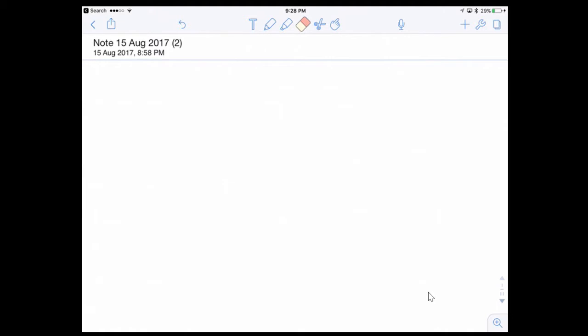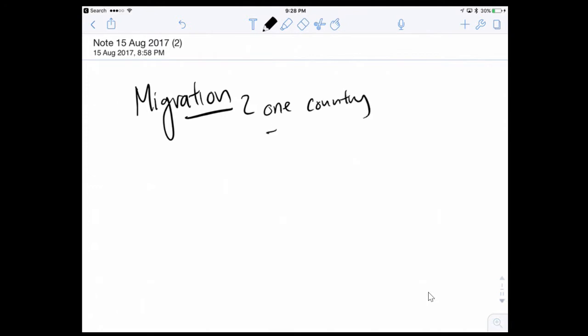Okay, so first you must understand what is migration. This word migration. Okay, migration is basically the movements of people from one country to another. Okay, from one place to another place over a long distance, over centuries, and over different places.